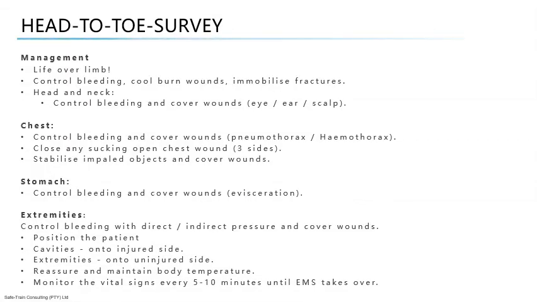The head-to-toe survey of the injured patient. Management. Life over limb. Control bleeding, cool burn wounds, immobilize fractures. The head and neck: control bleeding and cover wounds. The chest: control bleeding and cover wounds. Close any sucking open chest wound, which will be discussed later. Stabilize impaled objects and cover wounds. The stomach: control bleeding and cover wounds. The extremities: control bleeding with direct or indirect pressure and cover wounds.